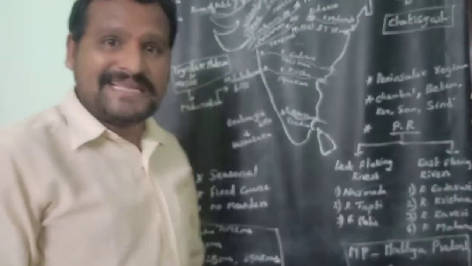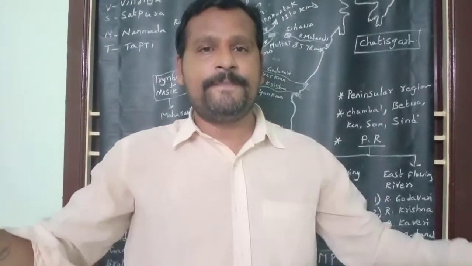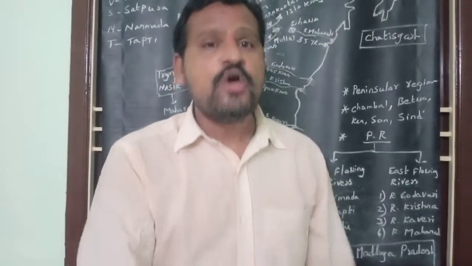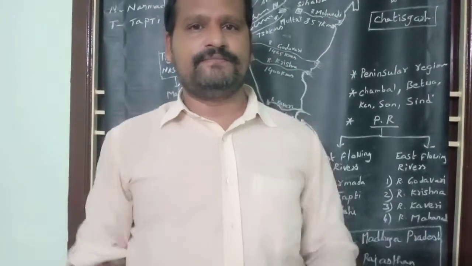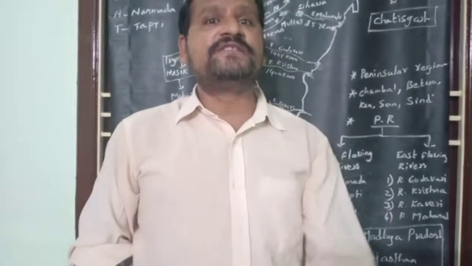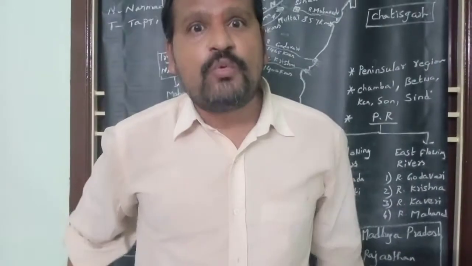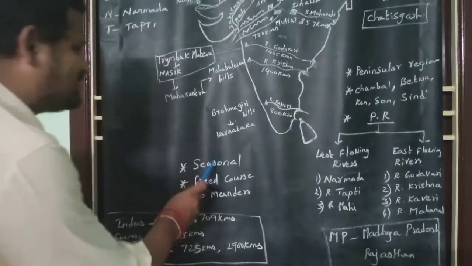Peninsular rivers are seasonal. The water in the peninsular river does not flow throughout the year. When rain occurs, the peninsular river gets water. Otherwise, the peninsular river would dry up. So peninsular rivers are called seasonal.